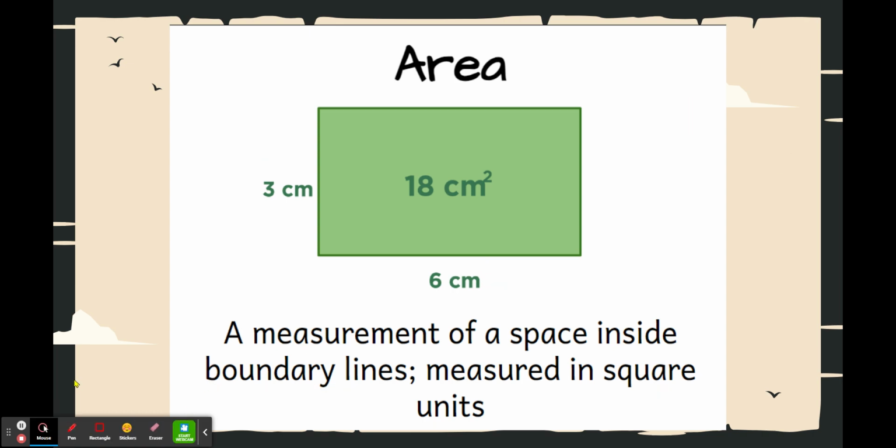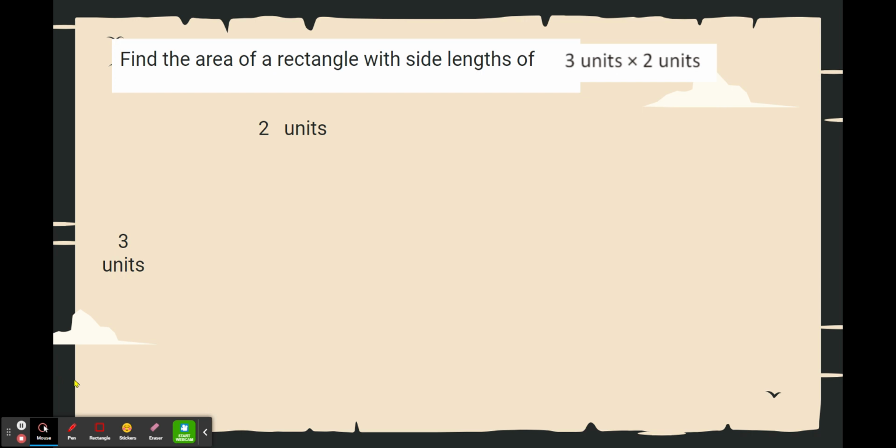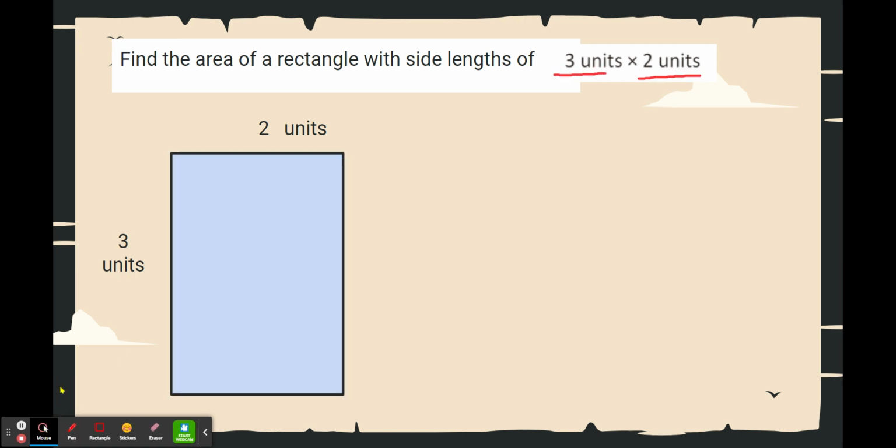All right. Let's take a look at this problem right over here. So we have to find the area of a rectangle with side lengths of 3 units by 2 units. So I already have my labels up here, but here is our rectangle, right? So we have a rectangle of 3 units by 2 units. So we're looking at square units. How many square units can fit inside this rectangle?